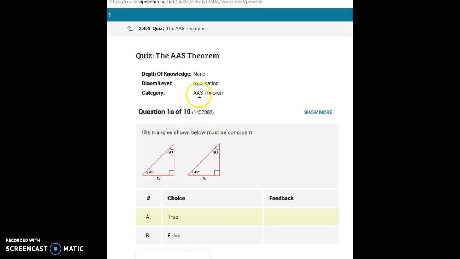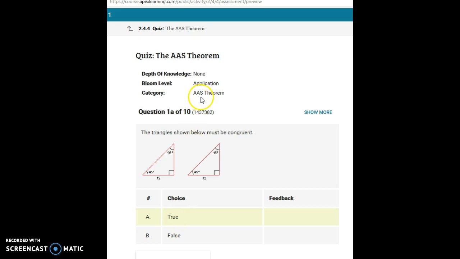Okay, so AAS. A stands for angle, so the corners are angles. S stands for sides. A is for angle, S is for sides. So they ask you, the triangles shown below must be congruent. That means same type of triangles, same shape, same measurements, everything. It's exactly the same. Is the triangle shown below must be congruent, true or false? Well, as you can see, it's true.